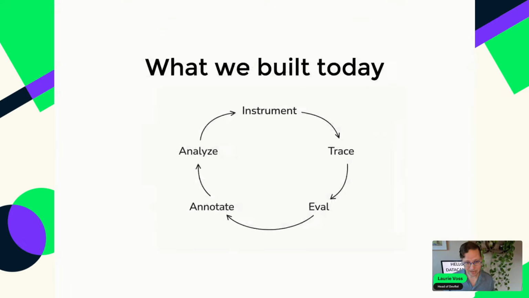So just to wrap up, let's recap what we built today. We instrumented an AI agent with 2 lines of code. Traces flowed to Phoenix automatically. We wrote a code eval, which is a simple ticker check that costs nothing and runs instantly. We built a built-in correctness eval, which is 3 lines with no prompt engineering.